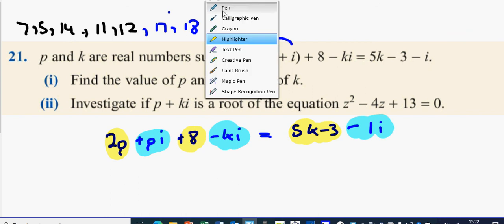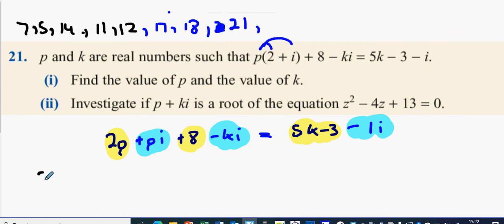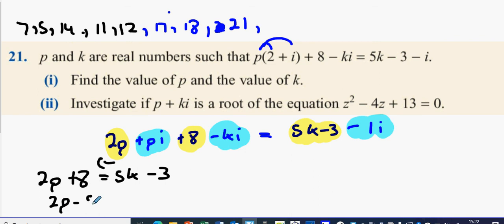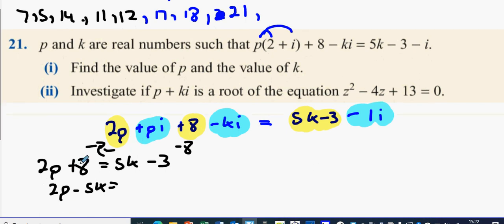So you should get 2p plus 8 equals 5k minus 3. Bring the k over the other side, and you get 2p minus 5k. When you bring the 8 over the other side, it becomes minus 8. So what's minus 3 minus 8? Minus 11. That's one of the simultaneous equations. And then the other simultaneous equation will be p minus k equals minus 1.